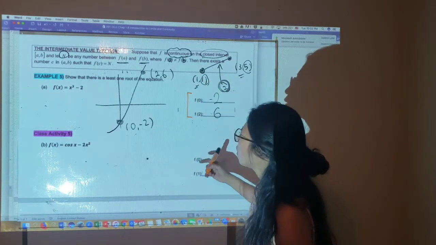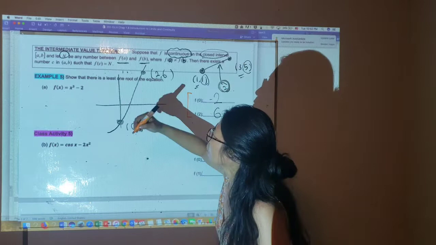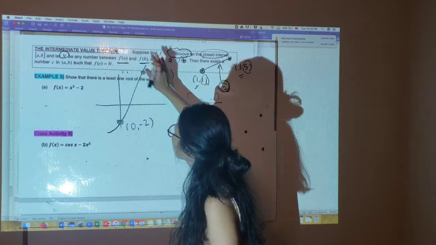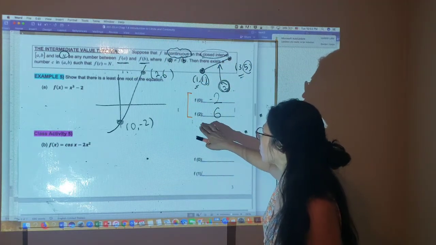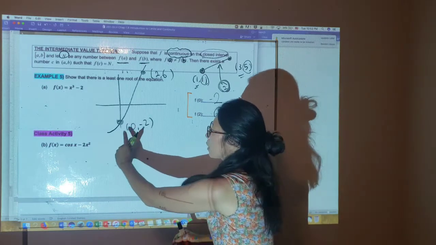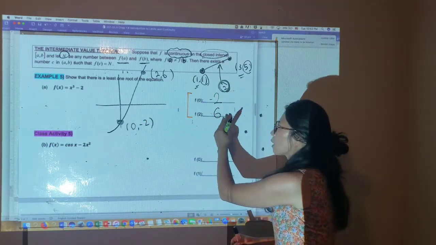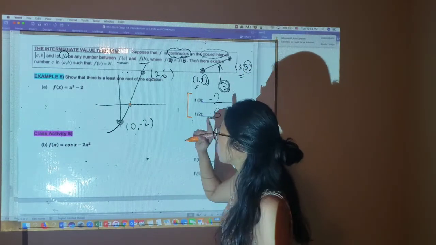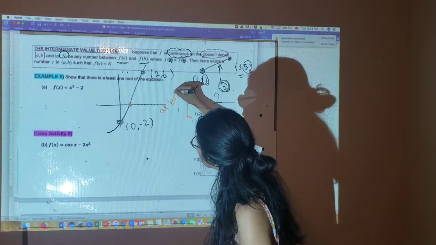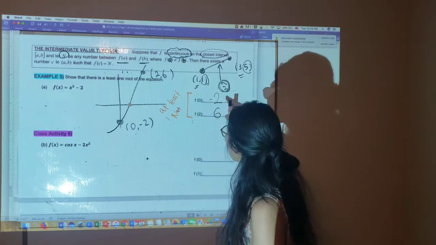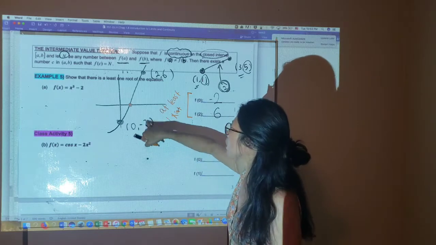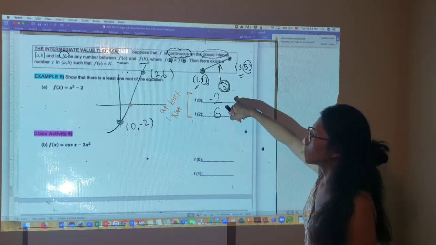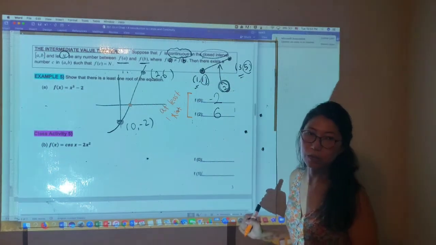So by the intermediate value theorem, sometimes we also have a similar one, the mean value theorem. When I plug in 0, I got a negative number. When I plug in 2, I got a positive number. I do not know exactly what that number is, but there must exist at least one x-intercept. Why? Because it's continuous, so in order to get from negative to positive, you must cross the x-axis. That shows that you must have a solution here, at least one of them. That's how we use the intermediate value theorem.